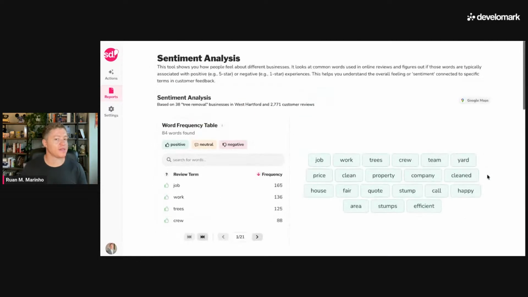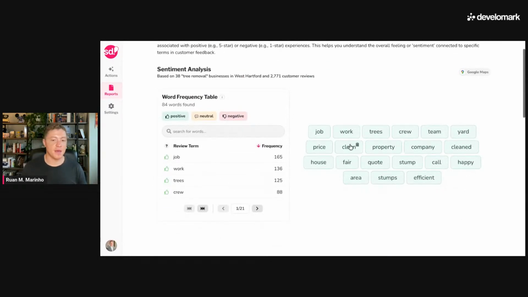Now, one thing I'm already seeing as a positive thing here is people like seeing that the job gets done. People like seeing the work that was completed. Trees is a common theme. So obviously we're going to make the website tree themed. People like seeing the crew and the team.